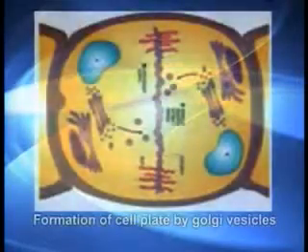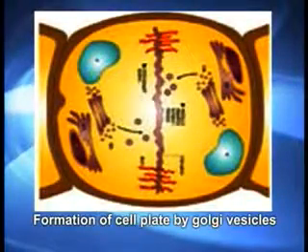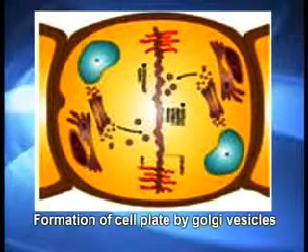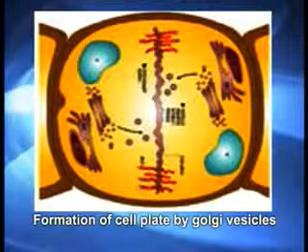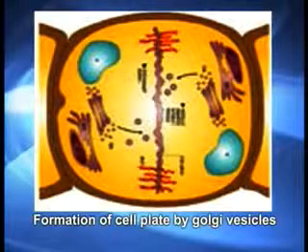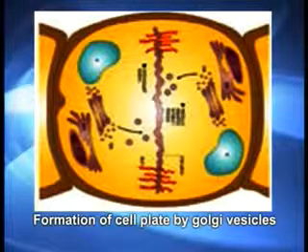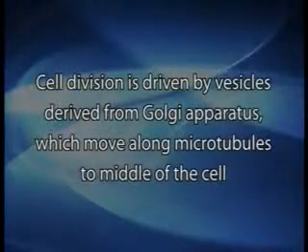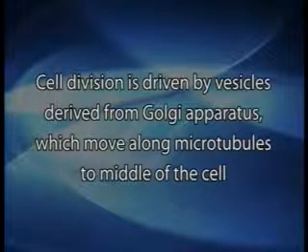The Golgi apparatus releases vesicles containing cell wall materials. These vesicles fuse at the equatorial plane and form a cell plate. The cell plate begins as a fusion tube network, which then becomes a tubulovesicular network, TVN, as more components are added to it. The TVN develops into a tubular network which then becomes a fenestrated sheet which adheres to the existing plasma membrane. In both animal and plant cells, cell division is driven by vesicles derived from the Golgi apparatus which move along microtubules to the middle of the cell.